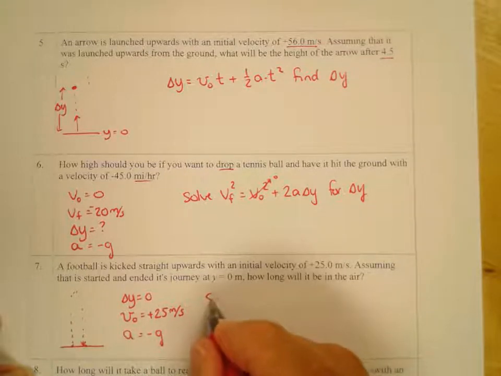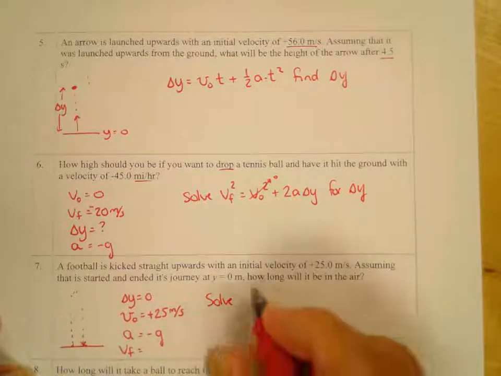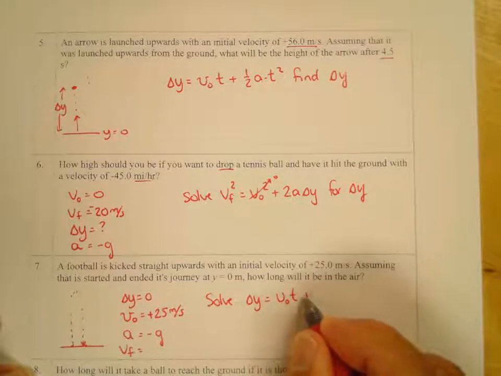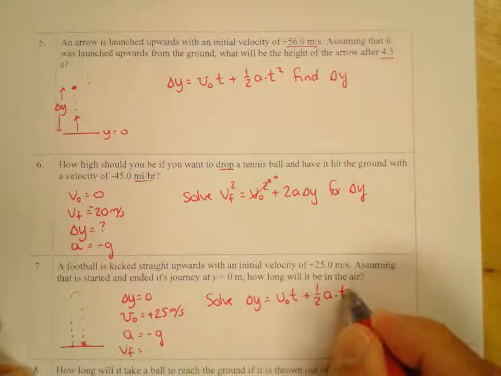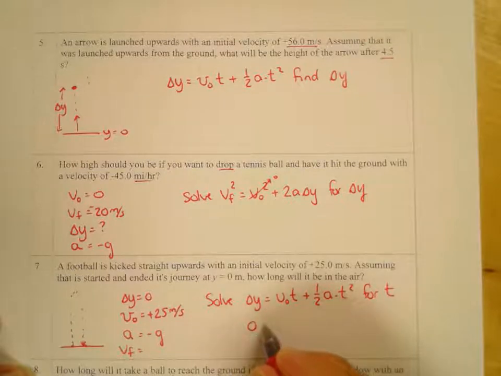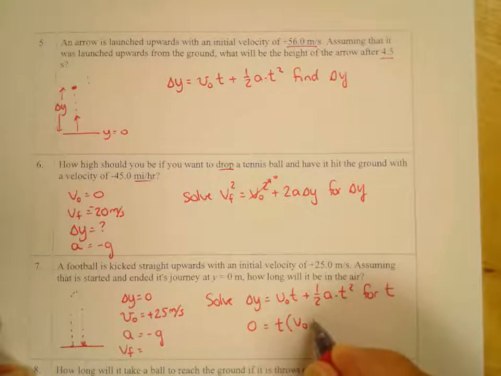And what we want to do is solve. We do not know the final velocity. We don't know how fast it's going when it gets back down here. So we're going to solve delta y equals v0t plus 1/2 at squared for t. And when we put in 0 here, we'll have 0 equals, I'm going to factor out a t here because both these terms have a t. So I'll have a t times v0 plus 1/2 of at.